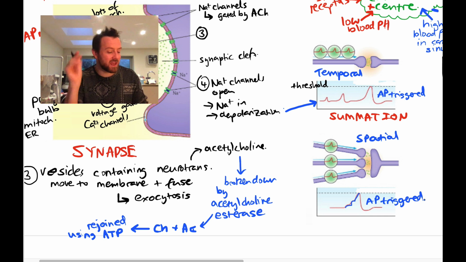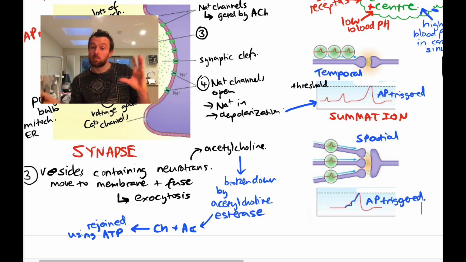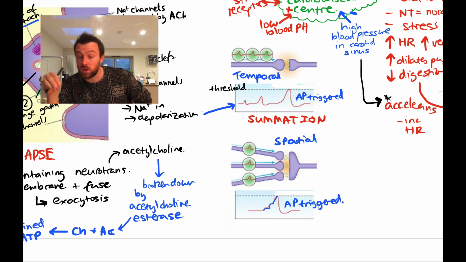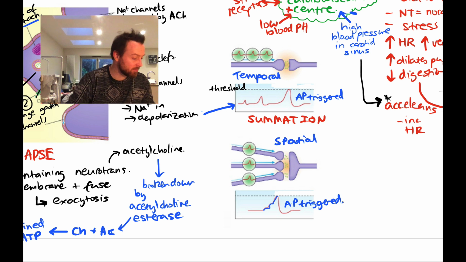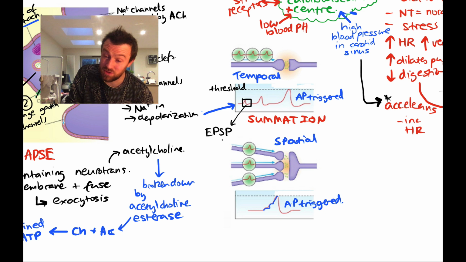Not on the syllabus, but we can also have, actually it is briefly on the syllabus, summation of positive and negative inputs. So a neuron can be getting stimulated by one synapse, which causes depolarization. We call that an excitatory postsynaptic potential. So we need to label that. So like this here is called an EPSP. Excitatory postsynaptic potential. I haven't got the space to write it, but you should write it.